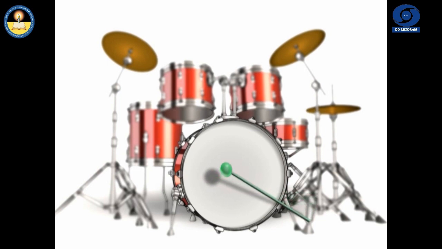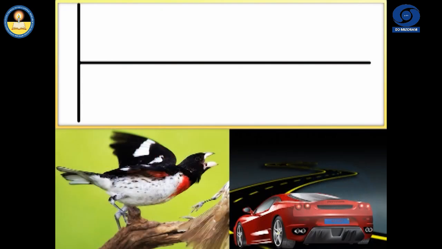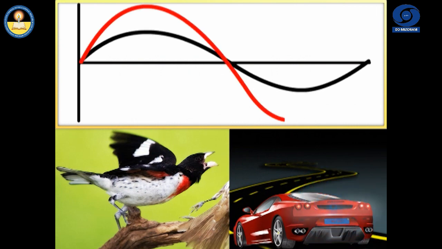If we strike a drum lightly, we hear a soft sound because we produce a sound wave of less energy or small amplitude. If we hit the drum hard, we hear a loud sound as we have produced a sound wave of more energy or large amplitude. If we plot the graph of sounds, it can be noticed that loud sound has higher amplitude than that of soft sound.